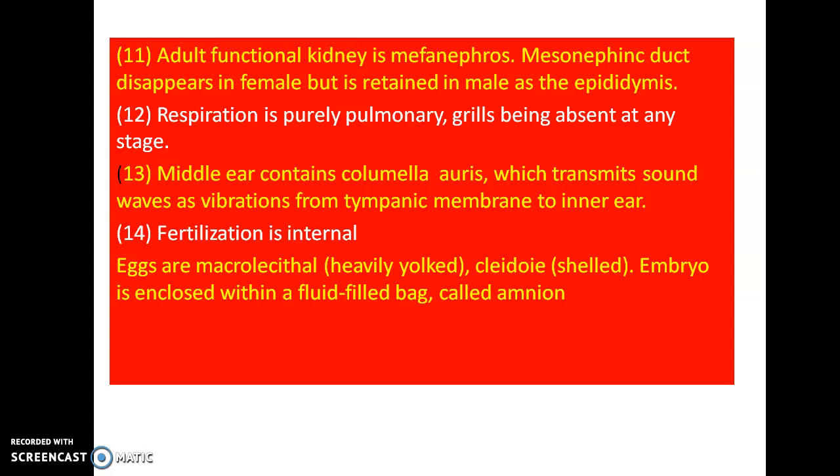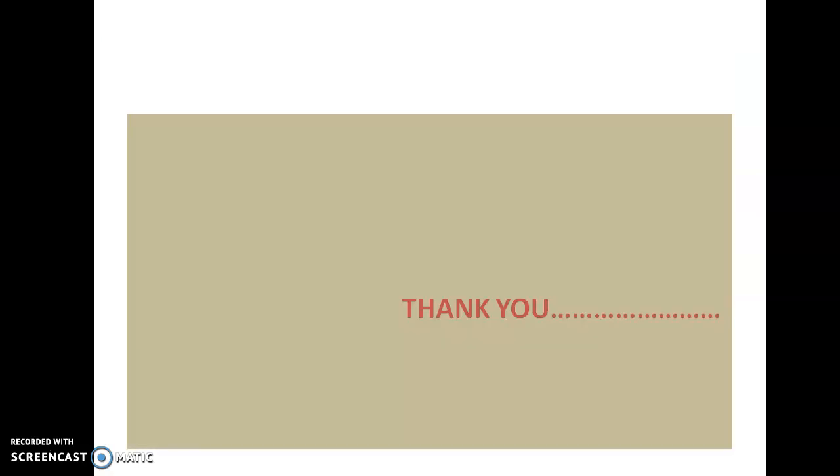Then comes the middle ear. The middle ear contains the columella auris, which transmits sound waves as vibrations from the tympanic membrane to the inner ear. Then comes fertilization. Fertilization is internal. The eggs are macrolecithal, that is, heavily yolked, and cleidoic. Cleidoic means the egg is composed of a shell, an outer covering, and is laid on land, and the embryo is enclosed within a fluid-filled bag called the amnion. So they are amniotes.